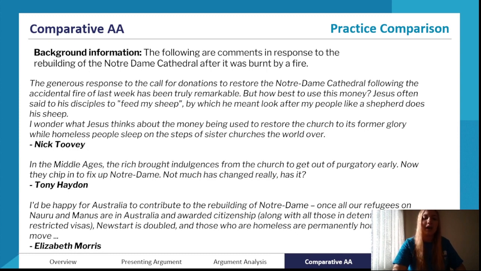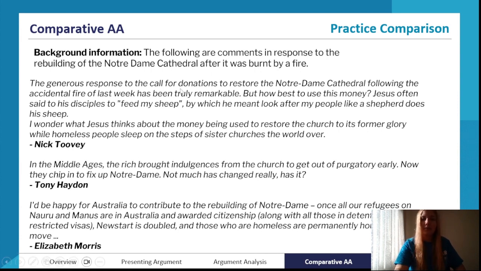Hayden says in the Middle Ages, the rich bought indulgences from the church to get out of purgatory early. Now, they chip in to fix up Notre Dame. Not much has changed, really, has it? Morris says, I'd be happy for Australia to contribute to the rebuilding of Notre Dame once all of our refugees on Nauru and Manus are in Australia and awarded citizenship, along with all those in detention and on restricted visas, New Start is doubled, and those who are homeless are permanently housed. Your move. So we see that significant difference there.